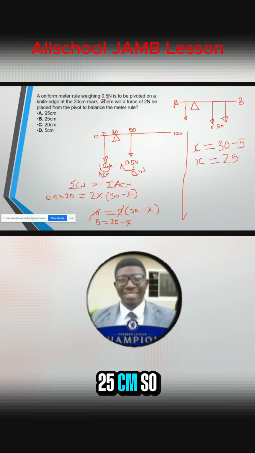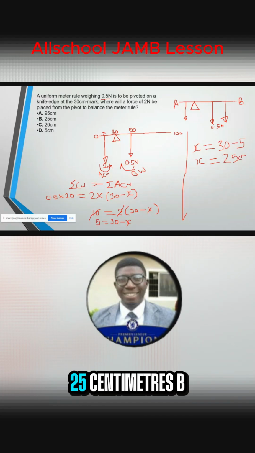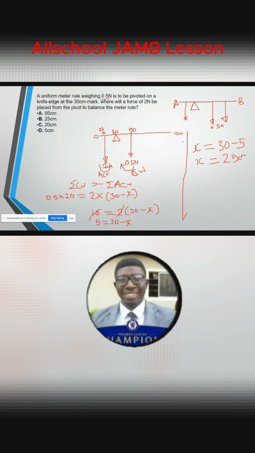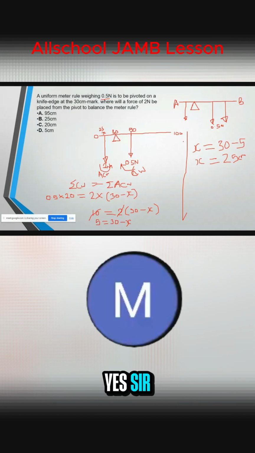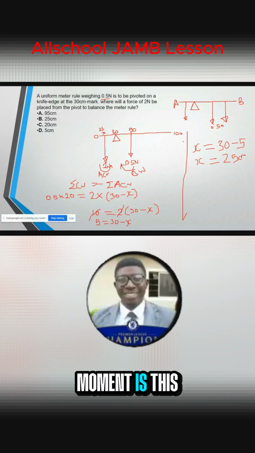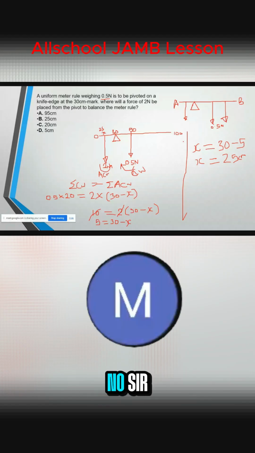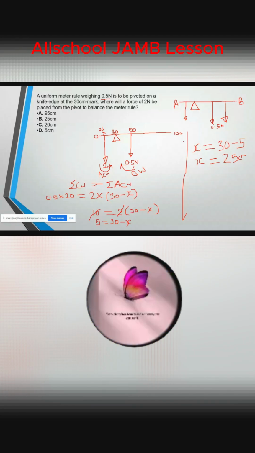25 cm. So our answer is 25 centimeters, option B. That is where we're going to place this. So X is 25, so here is going to be 25 for this thing to be balanced. Exactly. Is moment still difficult at this level? No, sir. Very good.